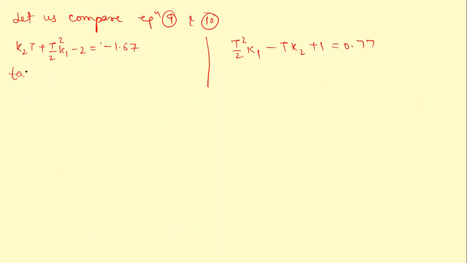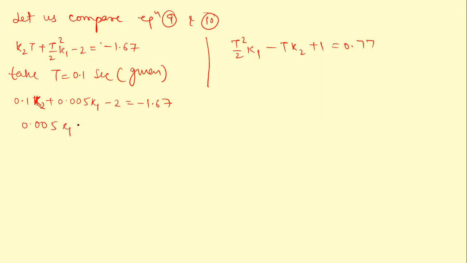So take t is equal to 0.1 second because it is already given, right? So we have 0.005 k1 plus 0.1 k2 minus 2 is equal to minus 1.67. So this will give me 0.005 k1 plus 0.1 k2 is equal to 0.33. This is, for example, equation number 11.